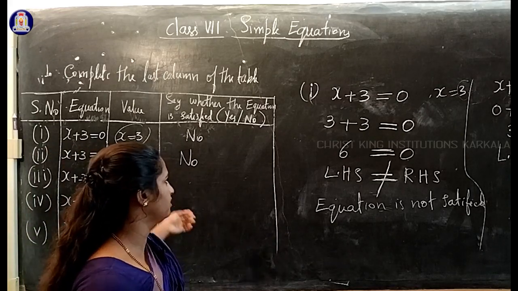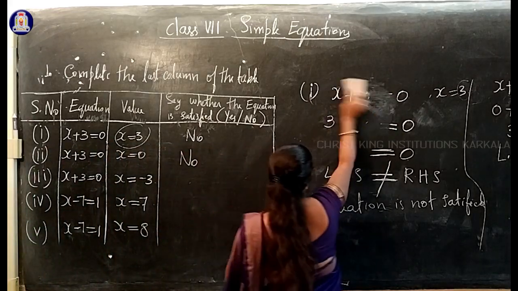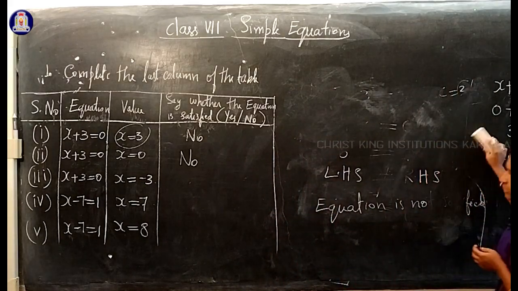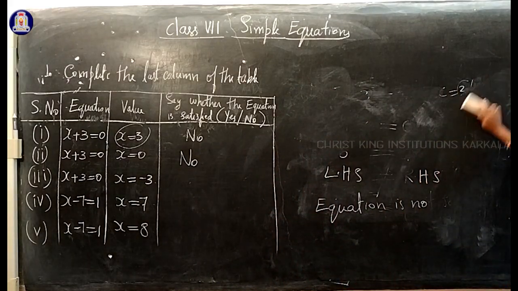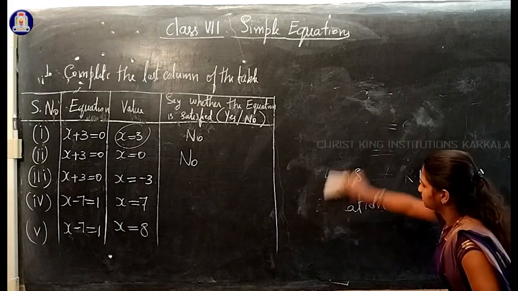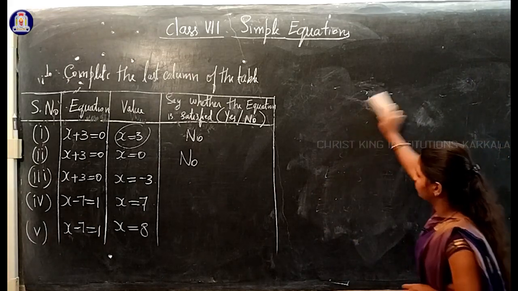Okay, the third one we'll see now. The third question is x plus 3 is equal to 0. The value of x is equal to minus 3. x plus 3 is equal to 0.